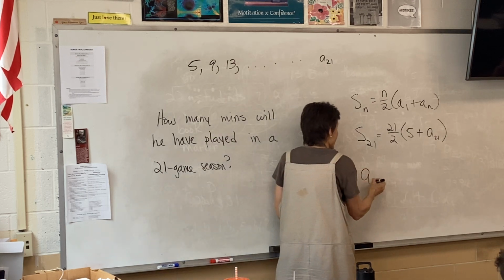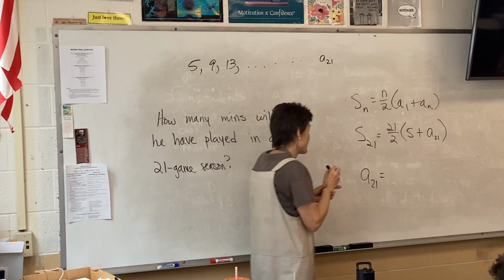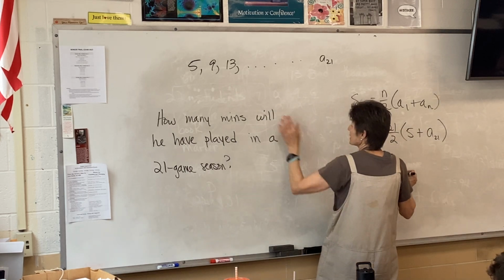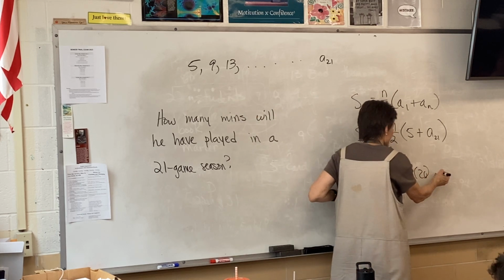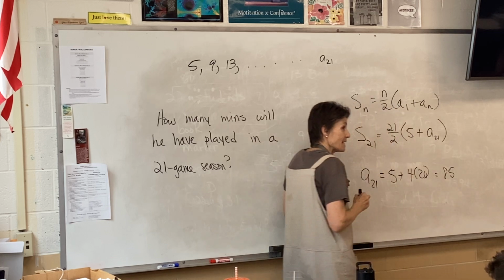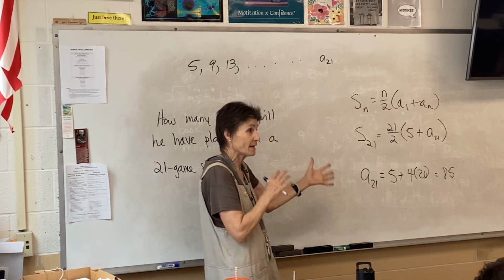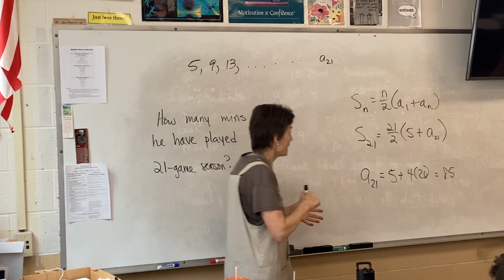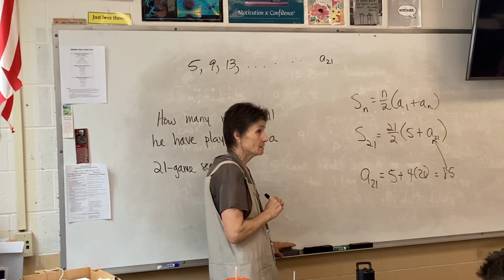Instead, I'm gonna rely on my other arithmetic formula, 5 plus 4, which says 5 plus the common difference, which is 4 times 20. So he's gonna play 85 minutes in that game, and we know now that's not possible, but just for purposes of the problem, he's gonna play 85 minutes in that game. And that's the number that goes in right here.